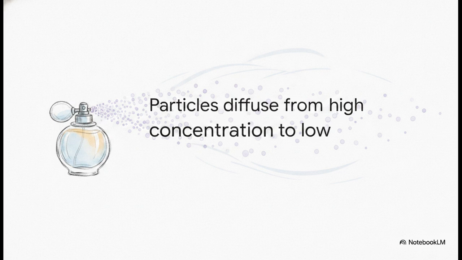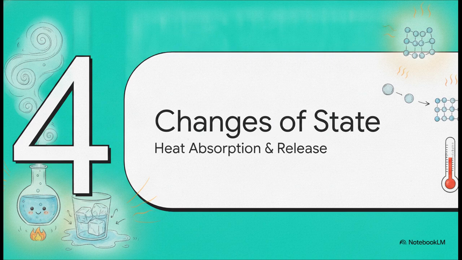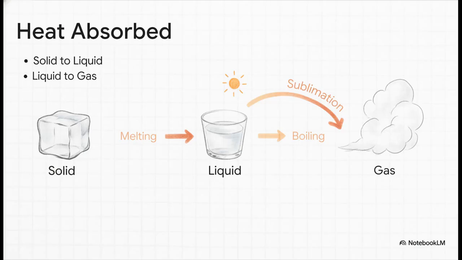And because gas particles have so much empty space and move so rapidly, the diffusion rate is highest in gases. It's a little lower in liquids and incredibly slow in solids. All right, Section 4, Changes of State. So we know the 3 states, but how exactly does matter morph from one state to another?